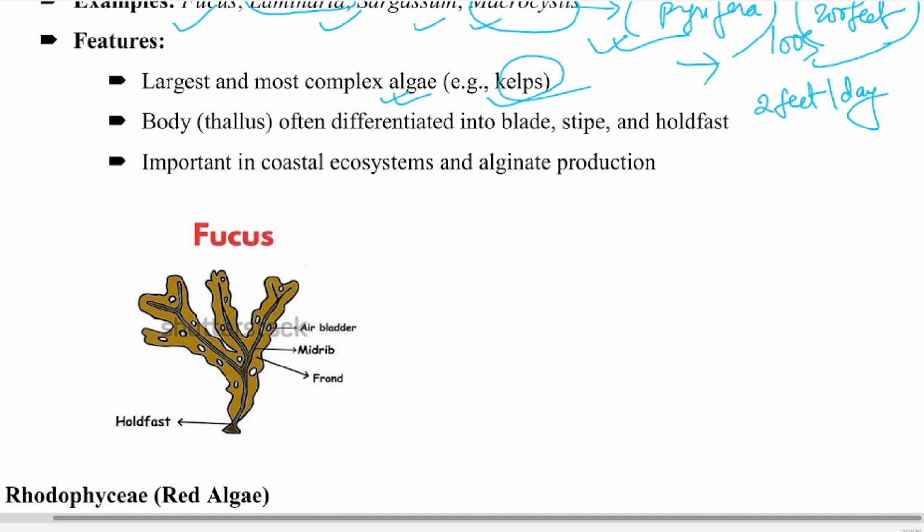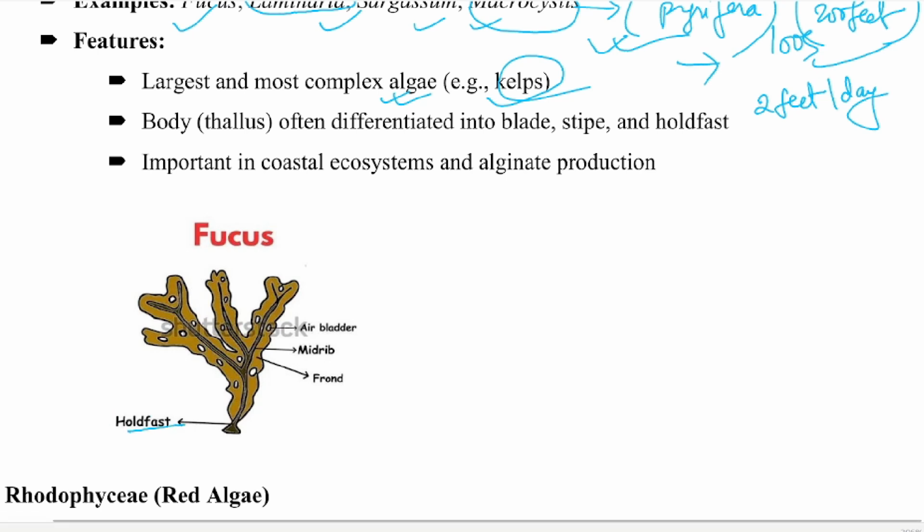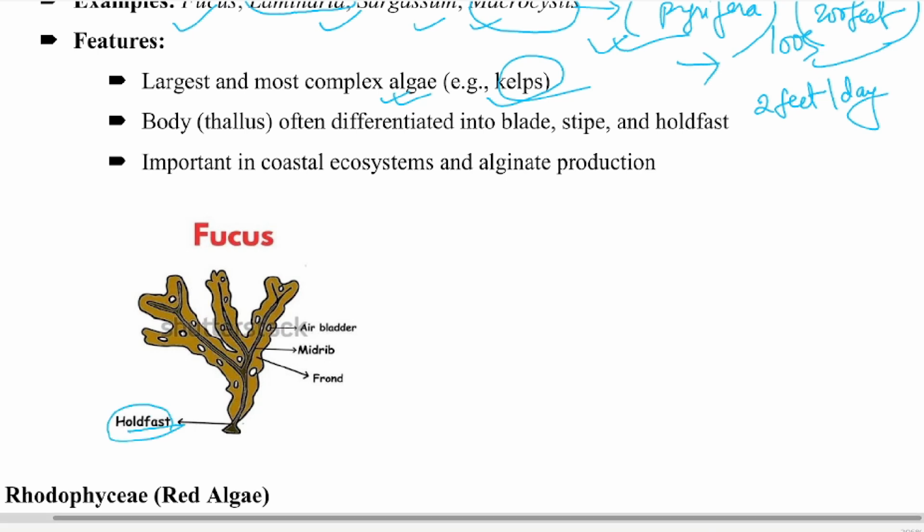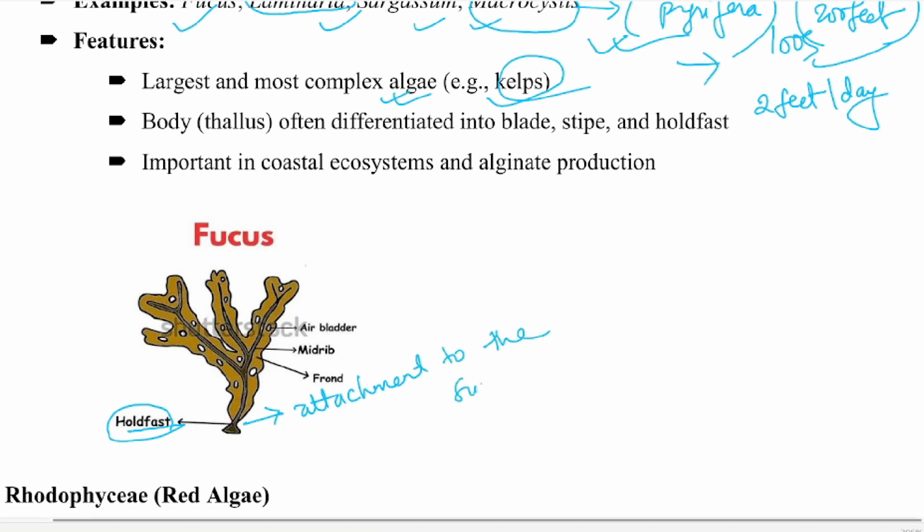This is the figure of commonly Fucus. The holdfast acts like a root, for the support and helps for the attachment to the substratum. And next one is the stipe, and another is the holdfast, and this is the blade where there are air bladders. This is the frond, and this is for the floating of the algae.